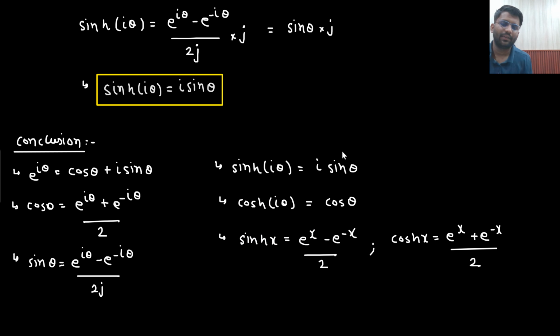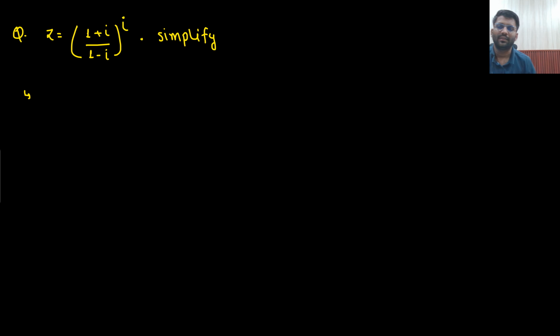So all these will help you. If you just remember this one, then you can write down all these things as well. But whatever I have written here, you are supposed to remember it directly without thinking much. Cos hyperbolic iota theta, the hyperbolic and iota will cancel out each other. Sine hyperbolic iota theta, iota will come outside sine theta. Okay, understandable? Yeah.